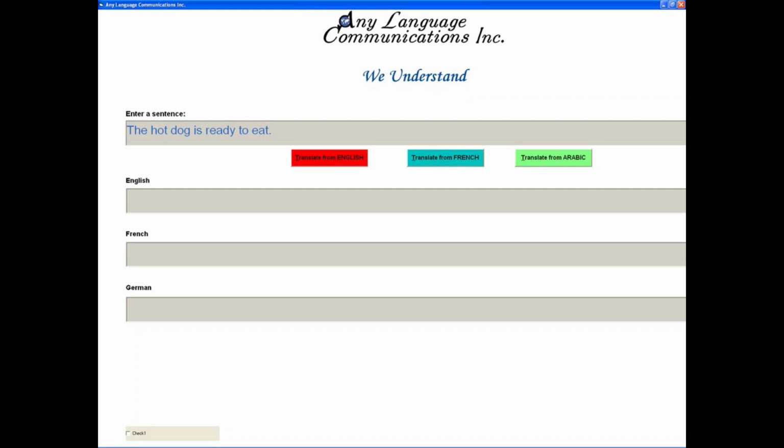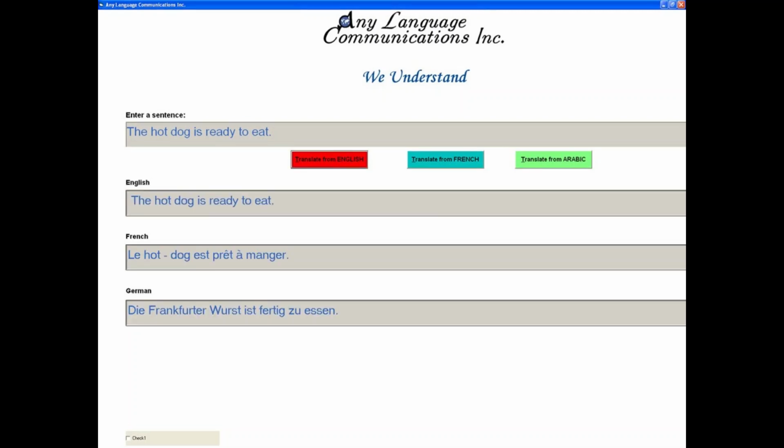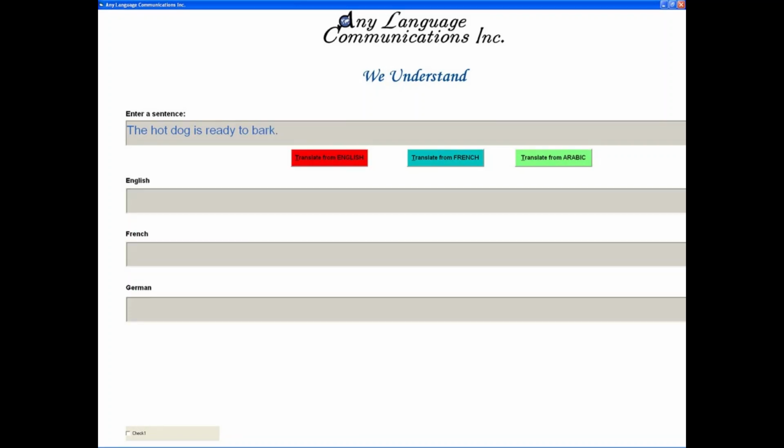Here's an easy one. The hot dog is ready to eat, but the system has to recognize hot dog as a 2-word phrase. And as you can see in the German translation, it did that and chose Frankfurter. What will happen if we change one word and change that meaning?